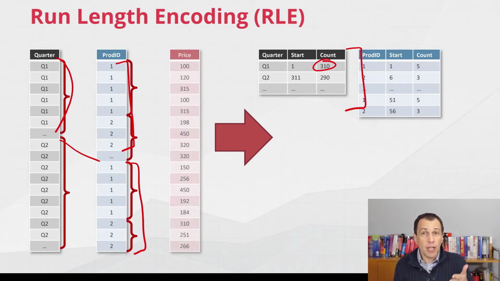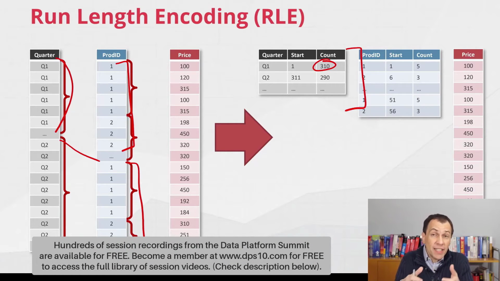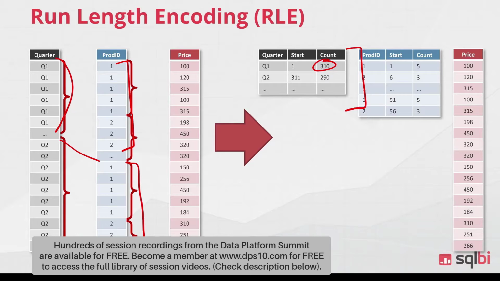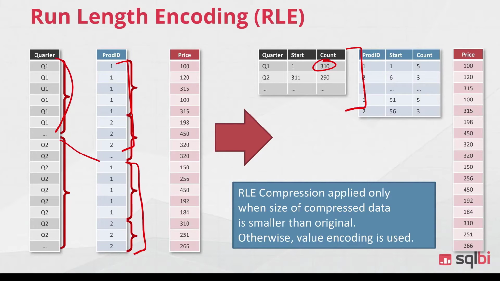For example, if we have a column like price, which has more or less a different value for every row, at this point, run-length encoding will increase the size of the table, not decrease. At that point, the VertiPaq engine automatically chooses to not use the run-length encoding for the column price because it doesn't worth the effort. And so the column could be stored as is, or the column could have a run-length encoding if the run-length encoding is an advantage. So the run-length encoding is only used when we have an advantage for using this technique. Otherwise, the value encoding is used.